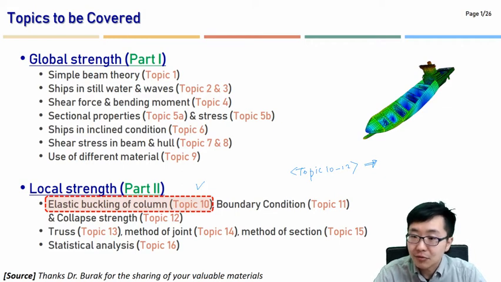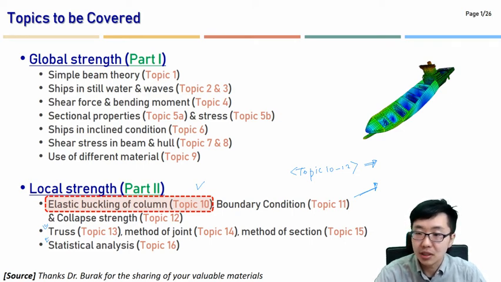After that, we will learn about the truss by joint method and section method. And the last topic will be the statistical analysis. But personally, I do believe that this part, especially the column buckling part, should be considered as one of the important topics for us. So let's get it.